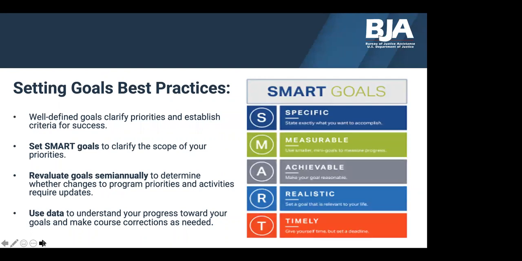When responding to the narrative questions, you will need to define goals that you have for your program. Keep in mind that goals should be specific, measurable, achievable, realistic, and timely. It is good practice to review your goals on a regular basis and reassess how you are doing. Make sure to use data to describe how you are doing, as well as an anecdote that describes some of the good work that you are doing.